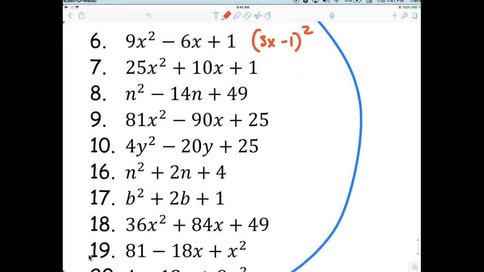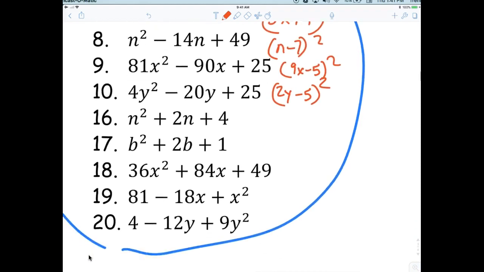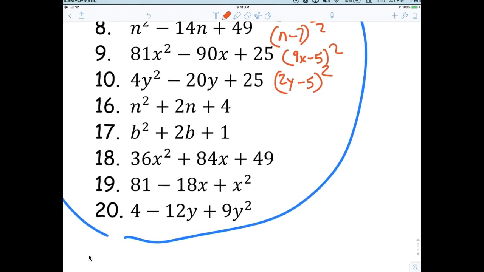All right, let's practice a couple more. 7. 5x plus 1 squared. Okay, you guys should all be pretty quick at this now. What about 8? Minus 7. All right, here we go. 9. What about 10? 2 minus 5. 2y. 16. Good job. What about 17?